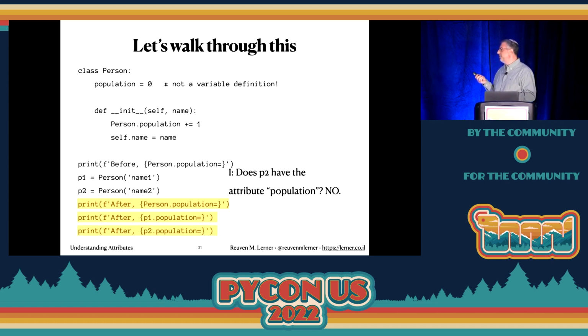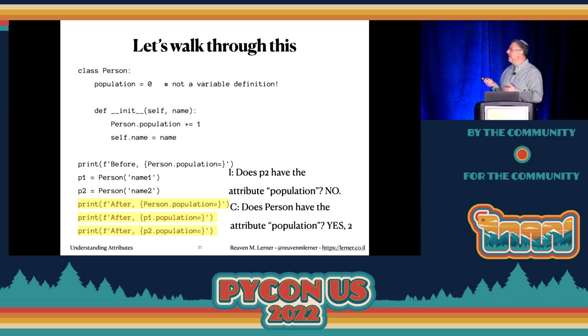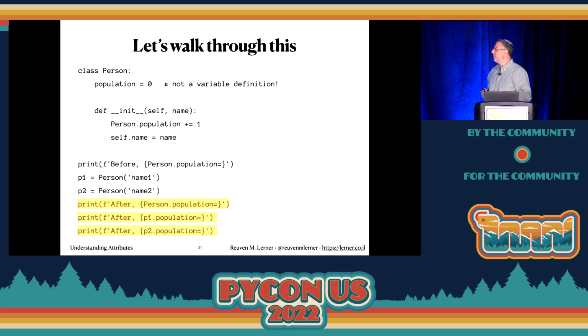I can also say p2. Does p2 have it? No. Does person have it? Yes, and we get it back. Now, I should note, this assumes we have not assigned an attribute population to p1 or p2. If you do that, all bets are off, because then it will find the attribute on the instance, and it won't continue to the class, and you'll end up with a terrible, terrible situation. Don't do that.